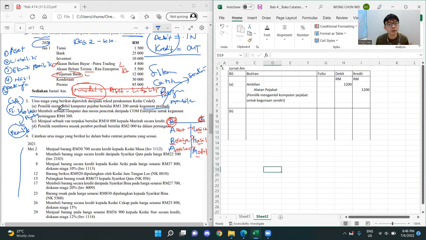Okay, B: membeli sebuah komputer dan mesin pencetak daripada COM Enterprise untuk kegunaan perniagaan 4,300. Now, for this kind of question, if they want to be more specific, they should mention secara apa? Is it secara kredit, or secara cek atau tunai, right? But based on this question, since they didn't mention this is secara tunai, and they already gave us the name of the company yang kita beli daripada, so this is actually secara kredit.